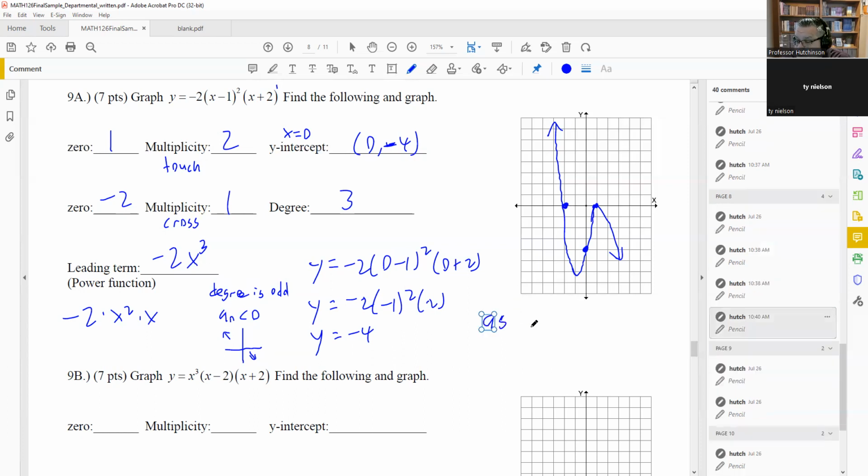You'd say as x increases, y decreases, and you'd also have as x decreases, y increases. Okay, so that just comes from this picture right here. So you want to definitely do the end behavior on that. That's what it's going to be asking for.